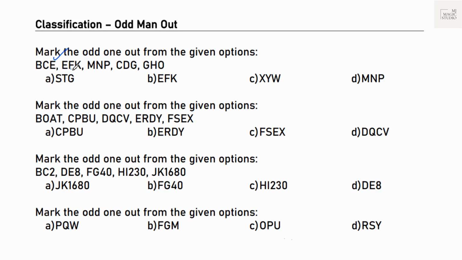E is 5, F is 6, 11. K is 11. C, 3, D, 4, plus 7. G is 7. G 7, H 8, 15. O is 15. M 13, N 14. P is not 27. Option D fits in. In this way, keep practicing. Try to identify whether there will be some problem with the sequence or the type would be something like what we have discussed here. Let's see the answer for the remaining.